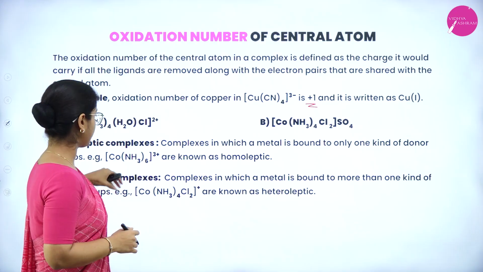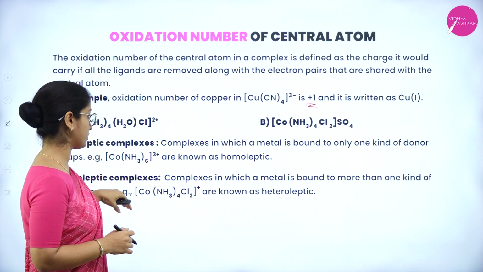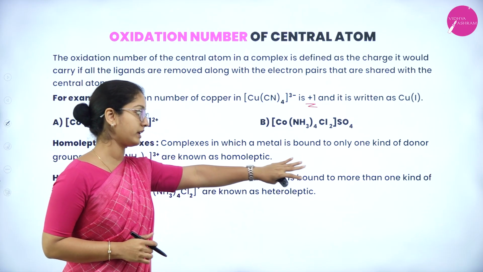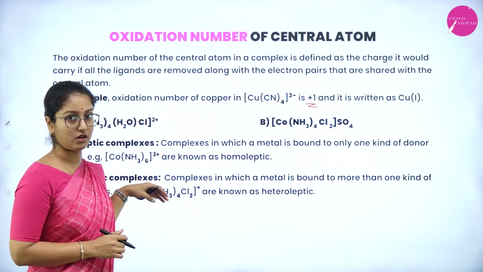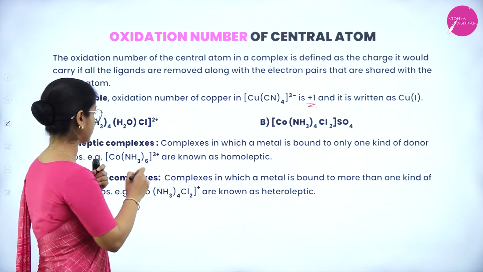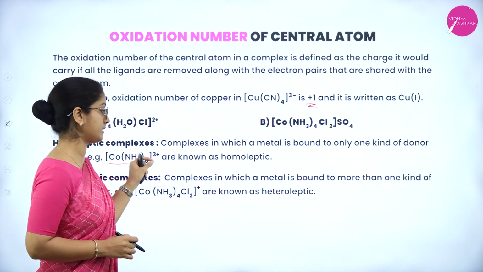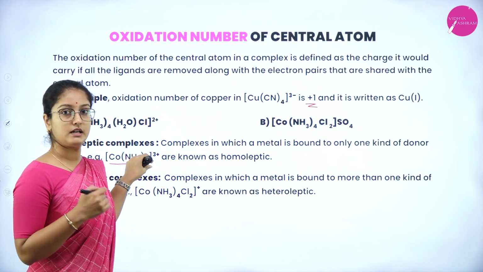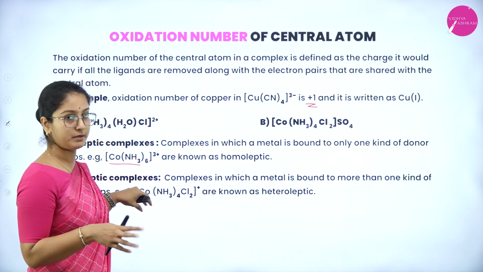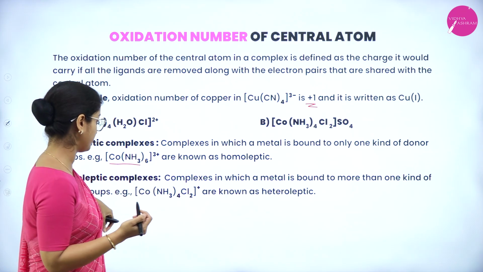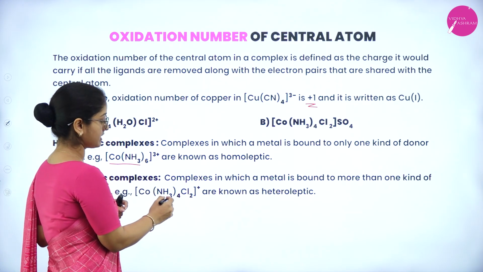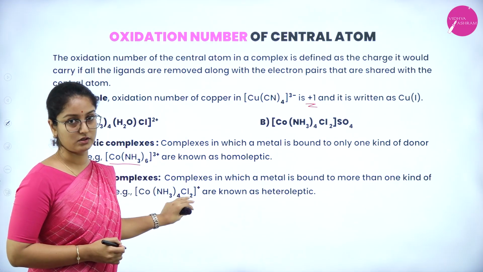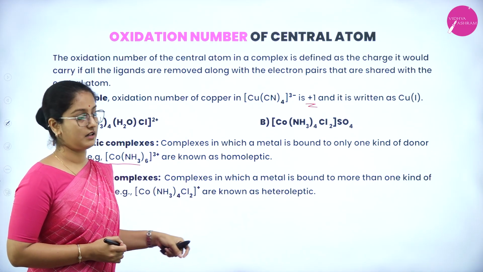So we have different types of complexes like homoleptic and heteroleptic. Homoleptic complexes are those in which a metal is bound to only one kind of donor groups, for example [Cu(NH3)6]3+. So here a metal atom is only bound to the same donor, and in the heteroleptic it will be of different donors, say for example [Cu(NH3)4Cl2]+. So here we have NH3 also, chlorine also, they are two different ligands.